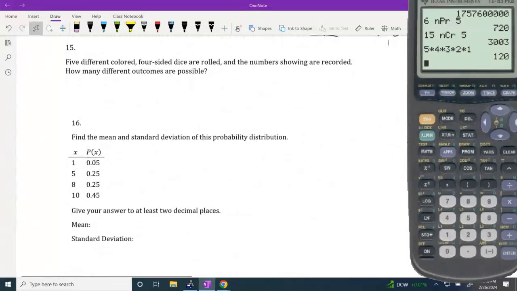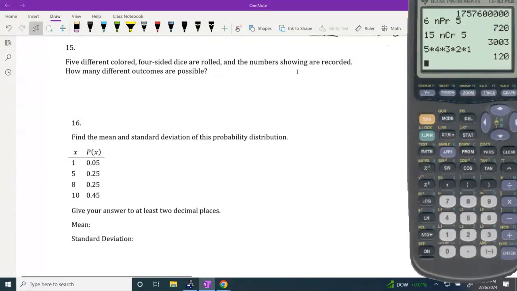All right, number 15. Okay, this is the one where it says 5 different colored 4-sided dice are rolled. I ain't never seen a 4-sided dice. I'm gonna have to look that up. Okay, I've seen an 8-sided dice before. I actually had one. I don't know what happened to it, but I've never seen a 4-sided dice. I don't even know how that'll roll.